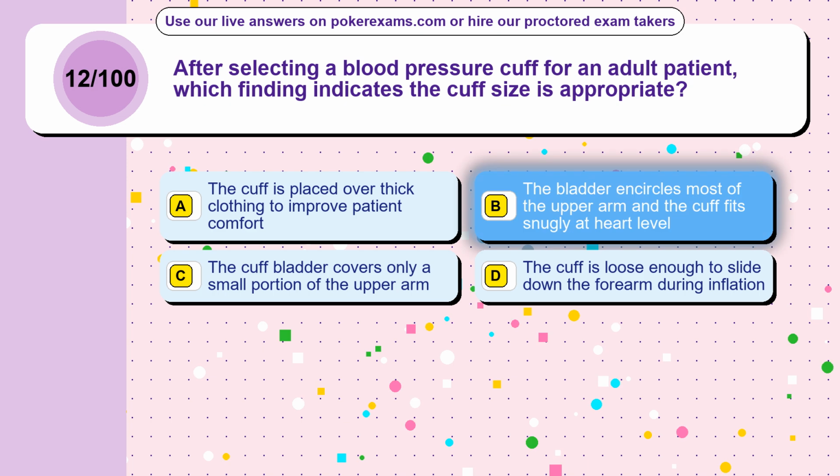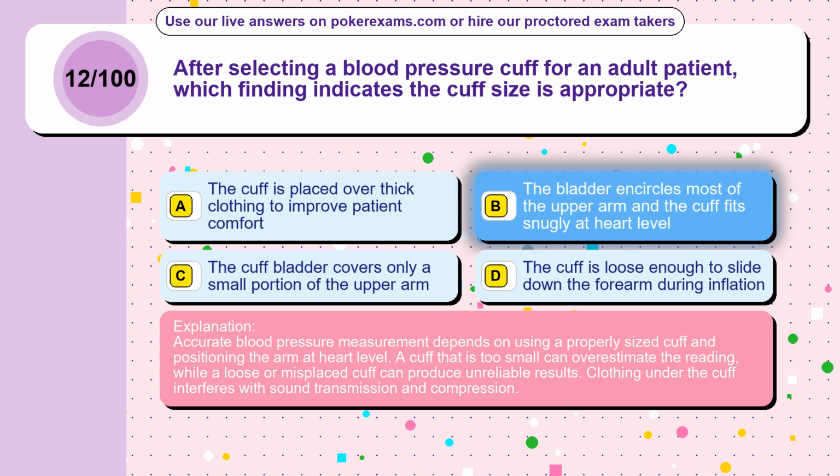The correct answer is option B. The bladder encircles most of the upper arm and the cuff fits snugly at heart level. Accurate blood pressure measurement depends on using a properly sized cuff and positioning the arm at heart level. A cuff that is too small can overestimate the reading, while a loose or misplaced cuff can produce unreliable results. Clothing under the cuff interferes with sound transmission and compression.